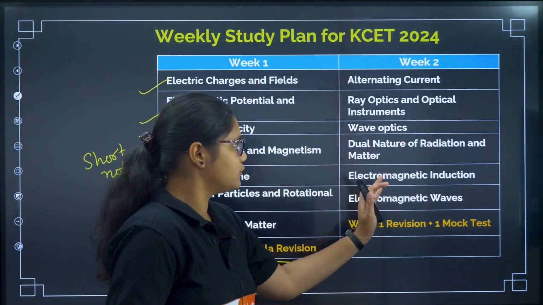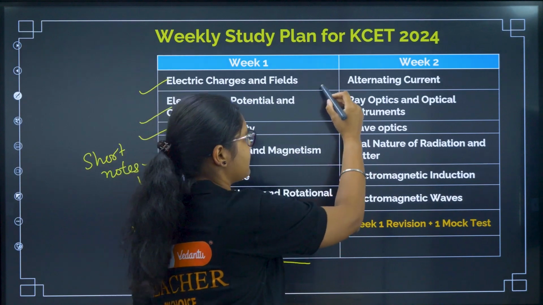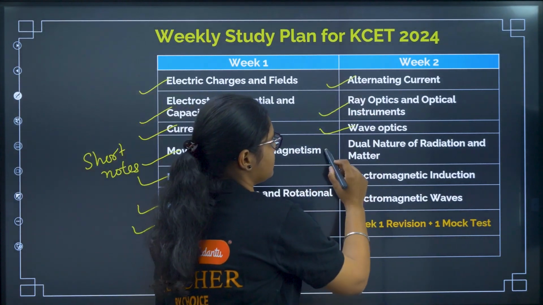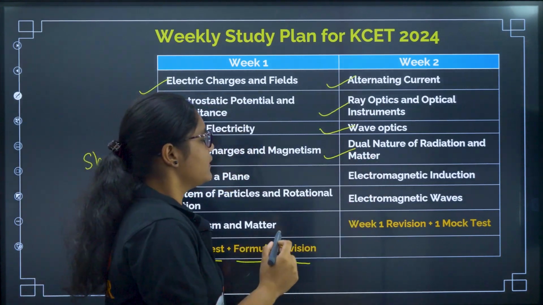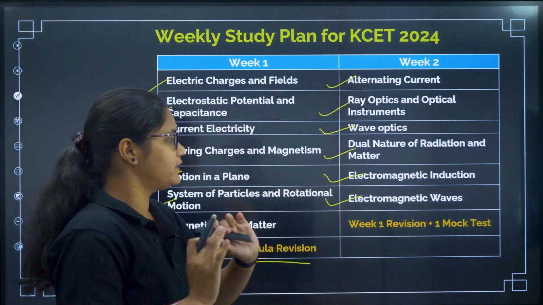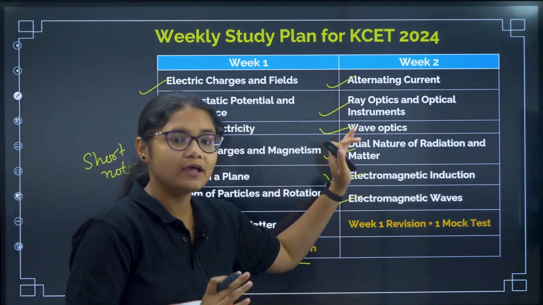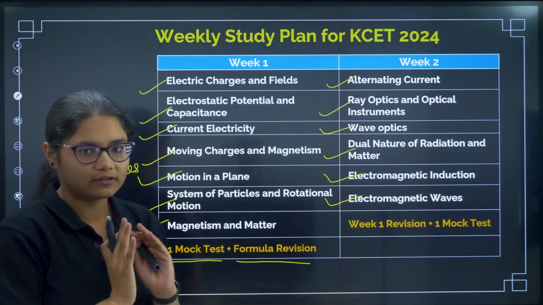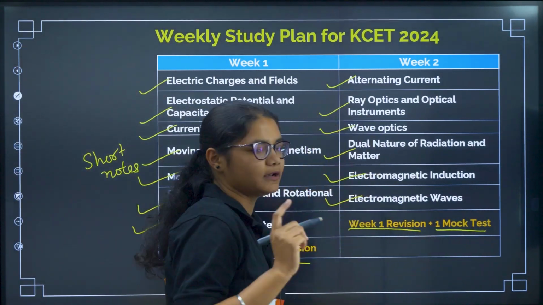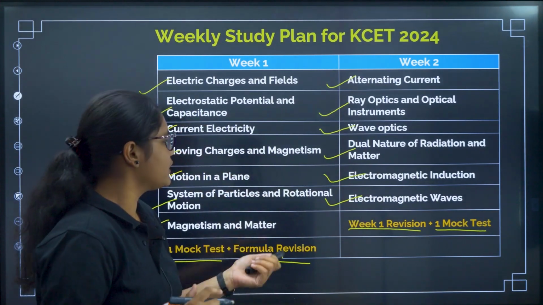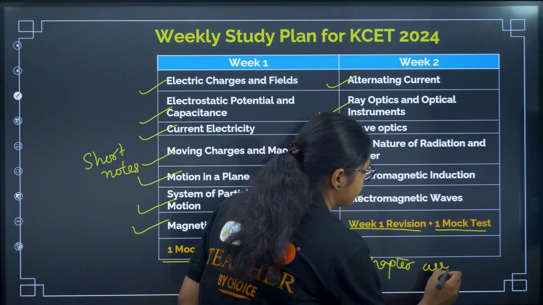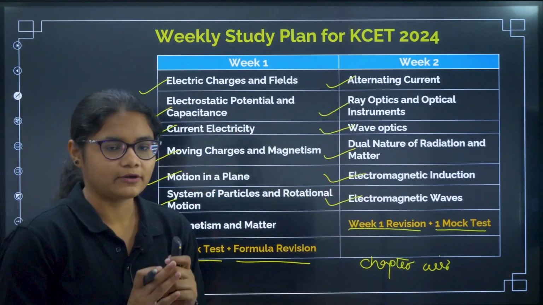Okay, now coming to your week 2. For week 2, you have to do the chapters alternating current, ray optics and optical instruments, wave optics, dual nature of radiation and matter, electromagnetic induction, electromagnetic waves. Invest your time so that you can revise these chapters, and also keep a revision of your first week chapters. You have to do proper revision of the week 1 topics and write 1 mock test in exam conditions here also. You can also do chapter wise PYPs so that you can be sure whether you are able to apply what you are studying or not.